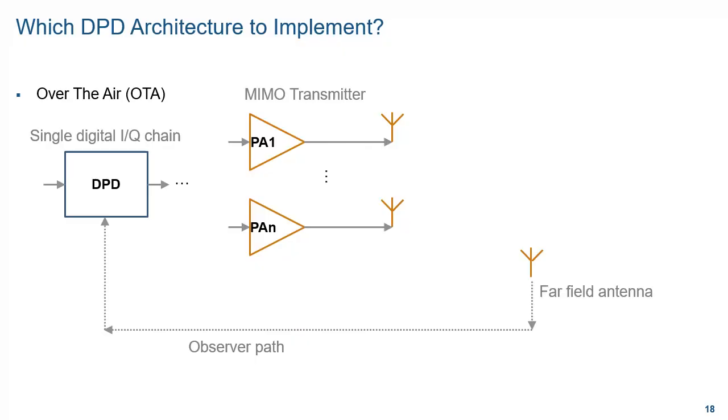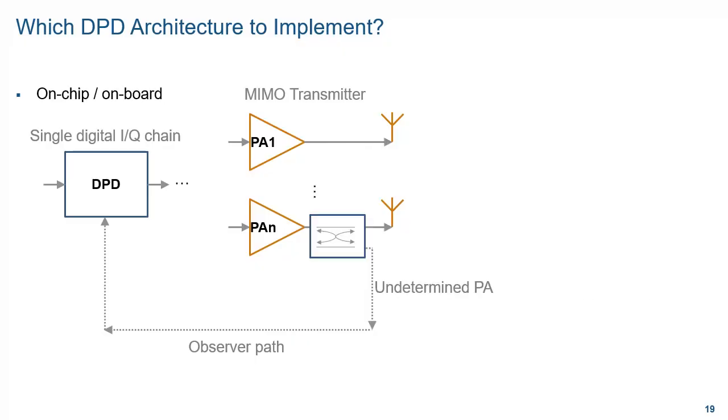Another on-chip or on-board architecture could consist in probing the output of the power amplifier of one or a limited subset of the power amplifiers of the MIMO transmitter, under the assumption that all the power amplifiers are essentially very similar or behave in a similar way.